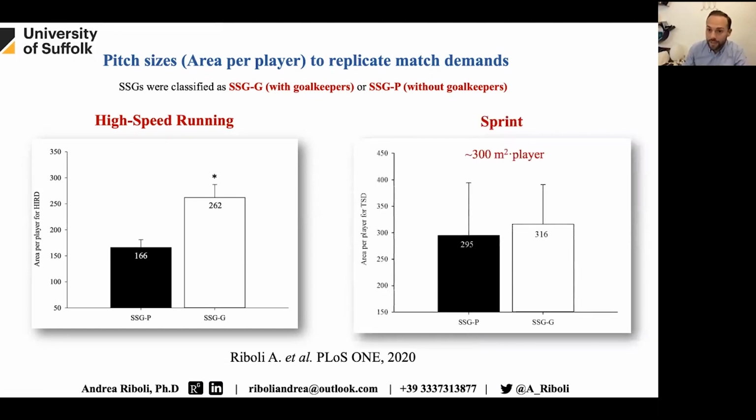For sprint, we found that for both small-sided game possession play and small-sided game with goalkeeper, we need about 300 meters square per player, so a significantly higher pitch size than that required to replicate high-speed running. And it is interesting to highlight that the area per player during official match demands is about 340 meters square per player. So an area per player similar to that required during official match demands is needed to replicate sprint distances using small-sided games, both with or without goalkeepers.